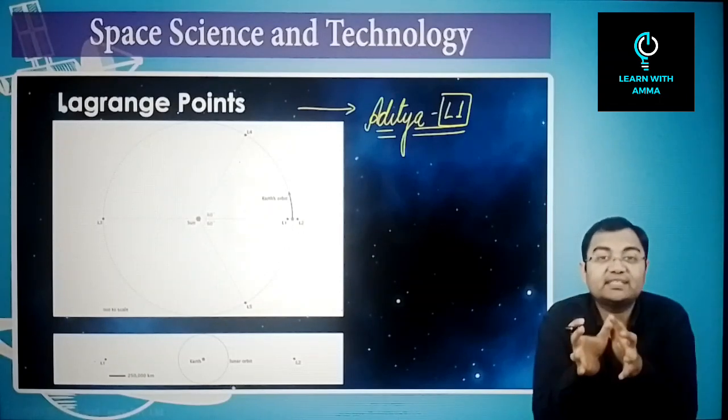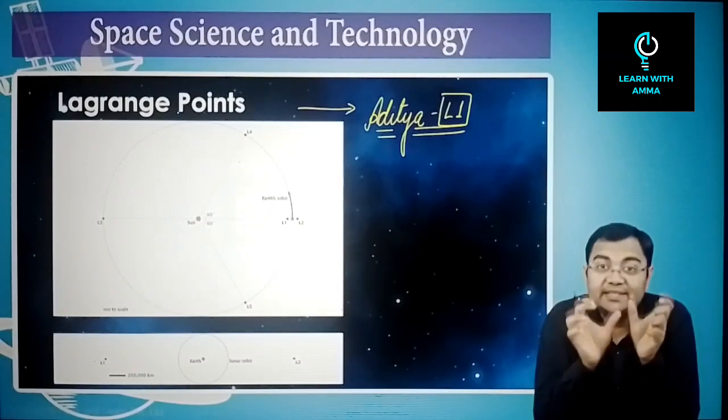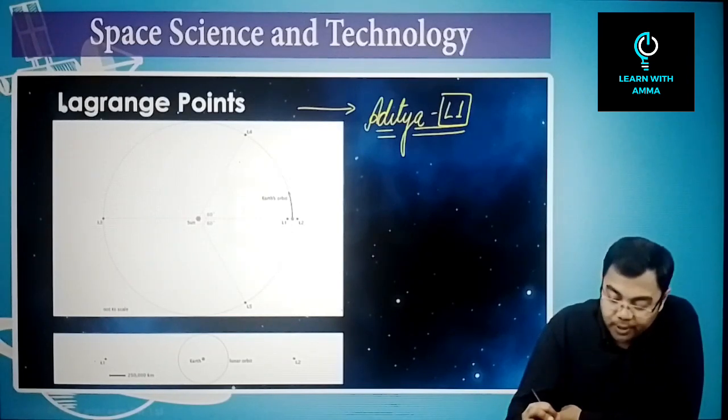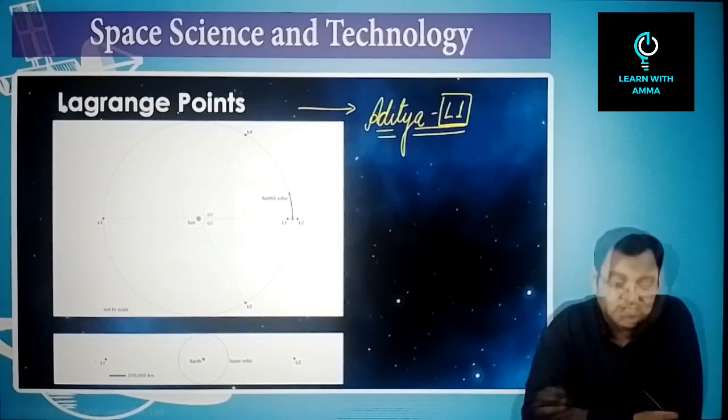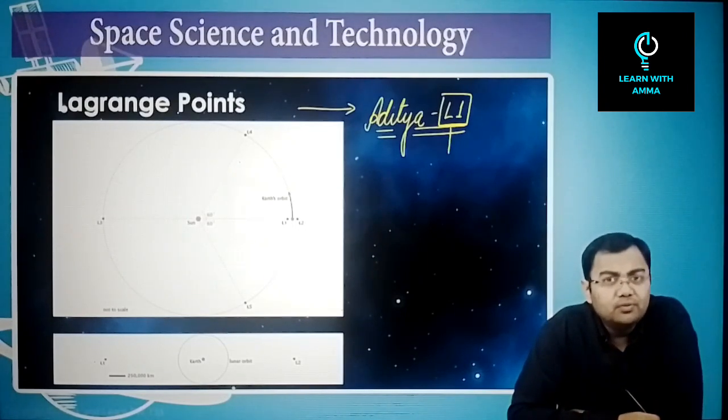So for that we are launching this particular probe, and this point is associated with it. When you see any discussion in the newspapers, you will see that they have mentioned this word Aditya L1. So this point L1 has a particular significance. This is one of the Lagrange points. What is the meaning of Lagrange points?